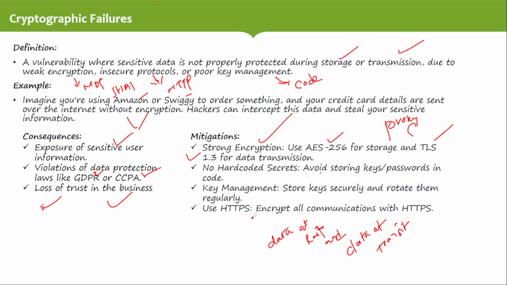Then use HTTPS to encrypt all communication. The difference between HTTP and HTTPS is that HTTP is not secure, as it does not contain the SSL certificate. HTTPS has the SSL certificate, which makes the communication more secure. So this is cryptographic failures.